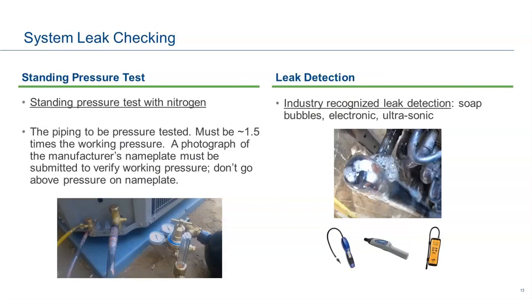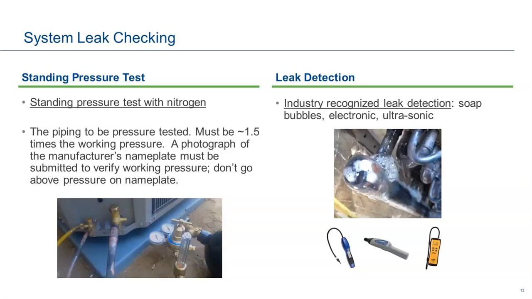Standing pressure test. Now, this is going to depend on where you're at and what your codes are for the most part, but I'm going to say nominally the piping pressure should be tested somewhere around 1.5 times the working pressure of that line. You always want to see the nameplate, always, okay? Photograph of the manufacturer's nameplate must be submitted to verify working pressures in some jurisdictions, not necessarily all of them. This just happens to be one jurisdiction. I think I pulled this one when I was giving a class recently out in California. But again, never, never, ever go above the pressure nameplate.